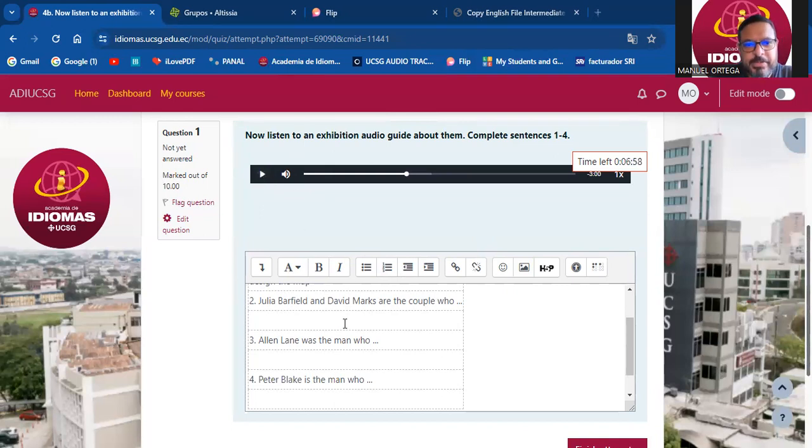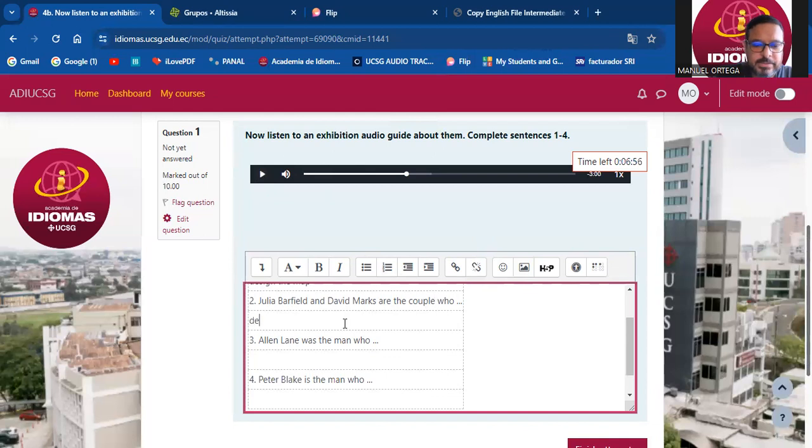Here we have to complete the second. Who designed the London Eye?